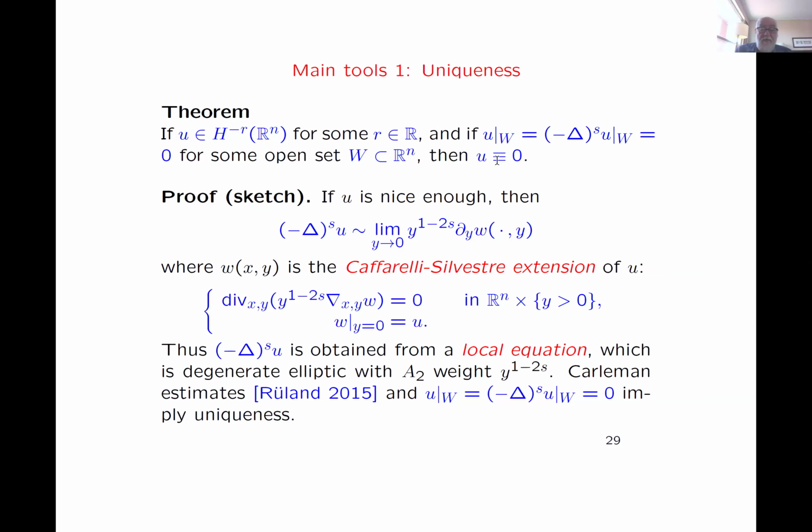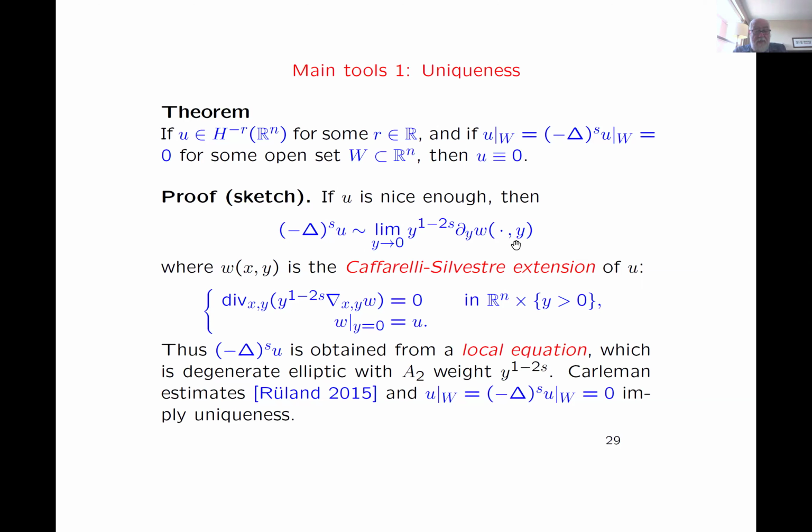It's definitely not true for local operators. You can have a compactly supported function which is non-zero. u is zero, the Laplacian is zero outside the support, but the function is not zero. But this is the case for non-local operators. And the proof of this, I'm not going to give the details, uses the famous Caffarelli-Silvestre extension of u, which you lift in order to understand the fractional Laplacian.